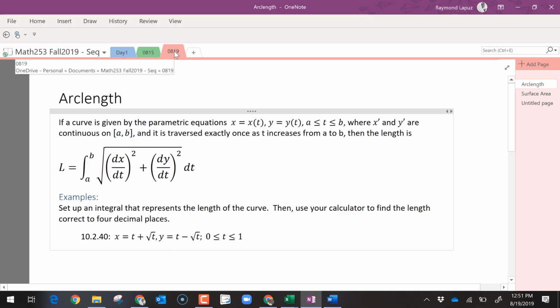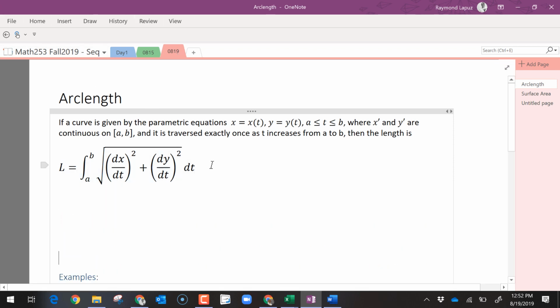Over again. So this is arc length. If you have a parametric curve with x and y, the arc length is going to be given by this. And we could just leave it at that, but let's talk a little bit about why or how they got this formula, and then we'll take a look at an example.